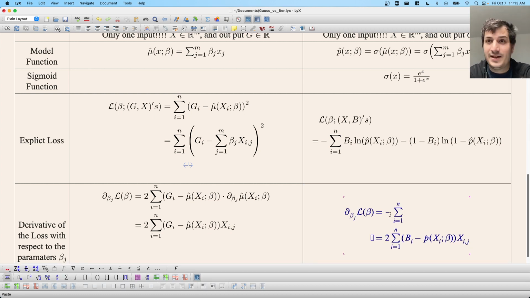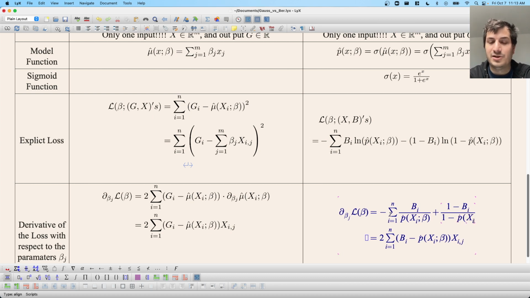So what's the derivative of log? It's the reciprocal function. So we have y_i. What's the derivative of log? That's 1 over hat p of x_i; beta. Then I have another fraction, 1 minus y_i. Then the derivative of log is 1 over 1 minus hat p of x_i; beta. All right.